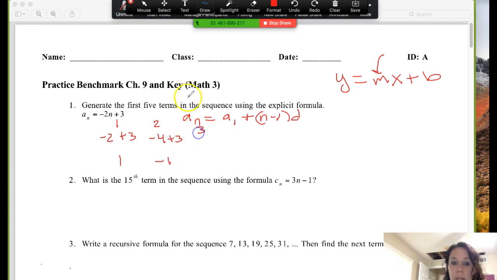Plug in 3, 4, and 5. So we need the first 5 terms. When I plug in 3, 3 times -2 is -6 plus 3, and I'm going to get -3. Plug in 4, 4 times -2 is -8 plus 3, and that's going to give me -5. And plug in 5, and 5 times -2 is -10 plus 3 gives me -7. So there's the first 5 terms of my sequence.